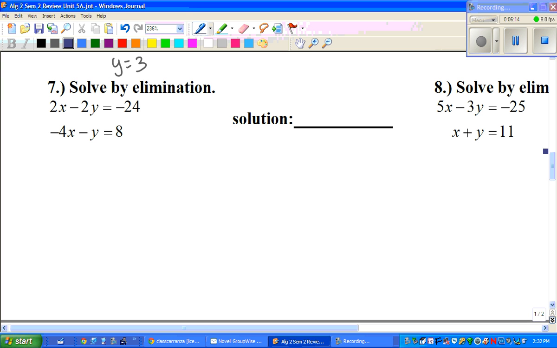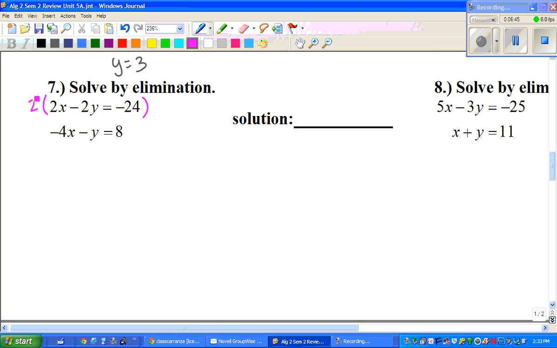Okay, now we're doing elimination. When you do elimination, you want to make sure that all of your information lines up. And now, what do we want to cancel, the x's or the y's? Well, we're looking for opposites. Those are opposites. So we can multiply the top, and I want to get the same number, so I'm going to multiply by 2. Okay?